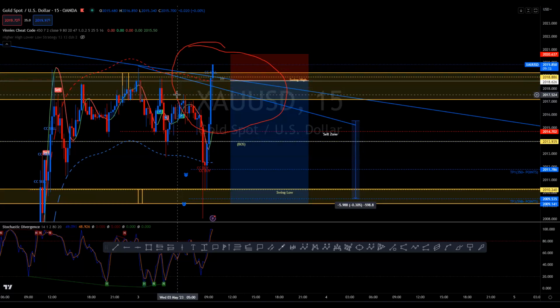Let's do the cheap code sell, get it bought up, and let's see if it comes right back down.